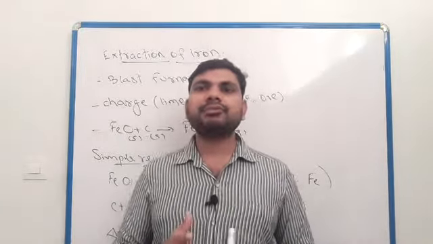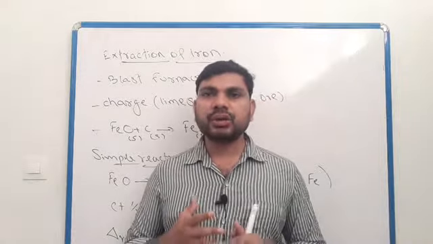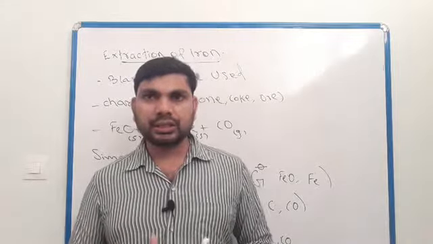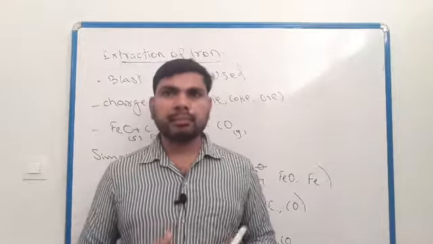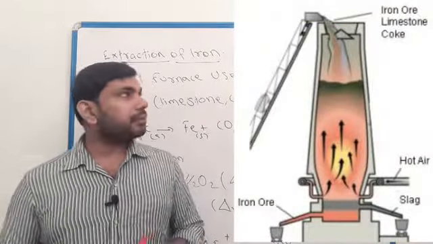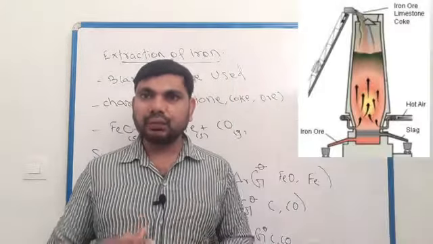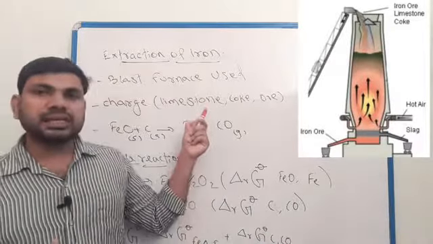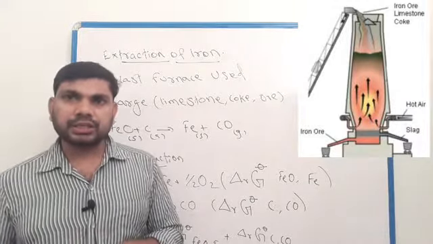First one, we have to discuss the extraction of iron. We know the ore of iron is hematite. To extract iron, we will use a blast furnace. This figure represents a blast furnace. From the top of the blast furnace, we will add charge. Charge means a mixture of three substances: a mixture of limestone, coke and hematite.